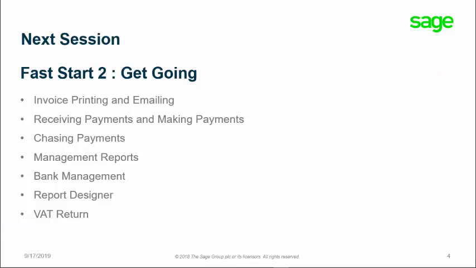When it comes to further processing, we have Fast Start 2 Get Going available. The agenda for that is on screen now. And firstly, you can see we've got invoice printing and emailing. So we looked at batch invoicing, creating those transactions on this session. On Fast Start 2, we look at creating printable or emailable invoices to send out to your customers, and then how you can receive payments and make payments. So you're raising your customer invoices and receiving supplier invoices, how you can show payments against those. And then should you need to, looking at chasing payments. So if customers aren't paying on time, the tools within Sage 50 Cloud accounts to help you chase those debts.